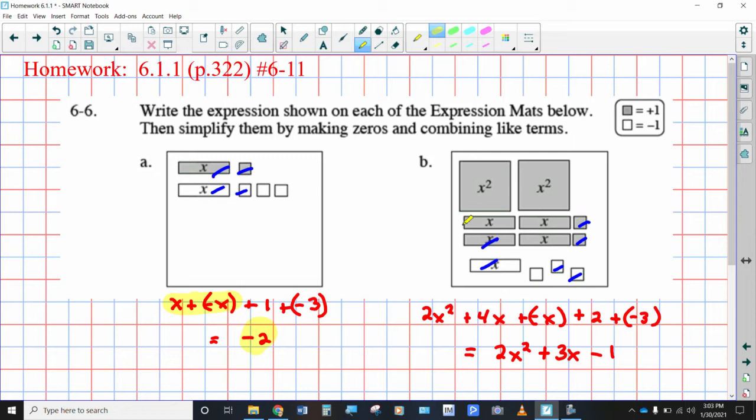Well, the x squareds just combine to make 2 x squareds, right? There's no 0 pairs happening there. But you do have a 0 pair that happens with 1 negative x and 1 positive x. So 4 minus 1 is 3, so you end up with 3 x's. And then you have more negatives than positives, so once you clear out the 0 pairs, you're going to be left over with a negative. 3 minus 2 is 1, and that is -1. So we'll write this as either 2x squared plus 3x minus 1 or 2x squared plus 3x plus a -1. Really, you can do it either way.